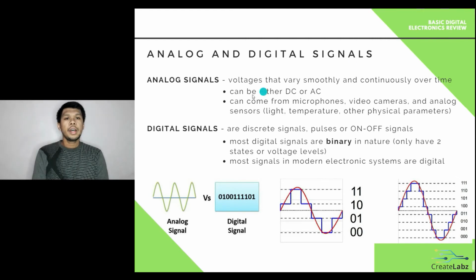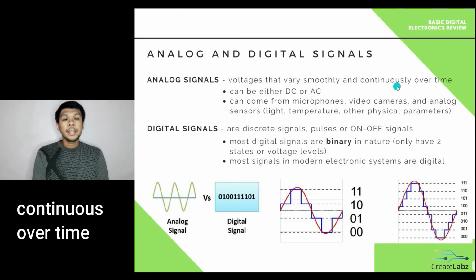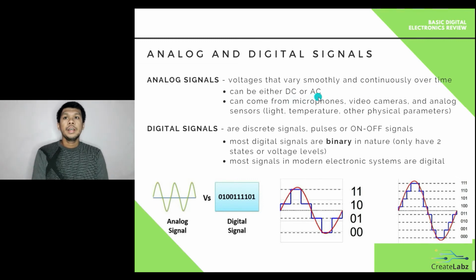Analog signals are voltages that vary smoothly and continuously over time. The keyword here is continuous, meaning it has a specific value at every point in time. So it can either be DC or AC.